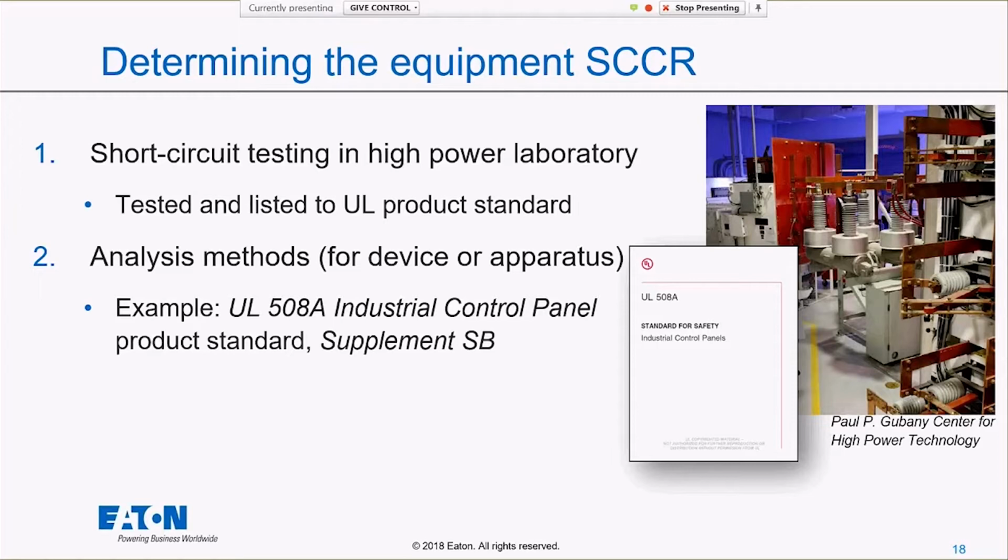Unfortunately, within an industrial control panel type environment, we usually build something different, something custom every single time. So it's not practical to do a high power test on that piece of equipment every single time. So we have an analysis method for that. That's UL 508A. Supplement SB in particular is what details the method for determining the short circuit current rating of that piece of equipment. And that is what we will go much, much further in depth on next week, on how we actually determine the short circuit current rating using this method.